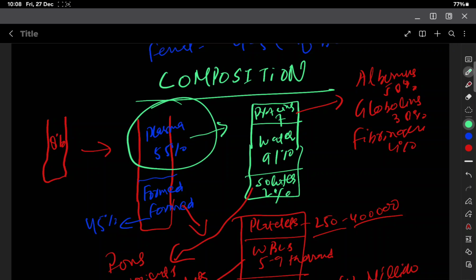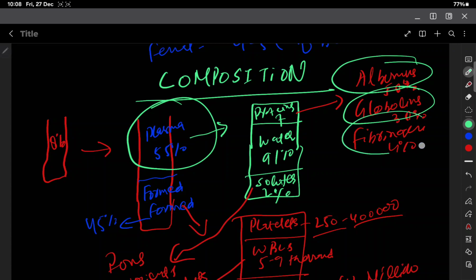Albumin is important in the regulation of water movement between tissues and blood. Then there is globulin, which supports the immune system and also helps in transportation. And then there is fibrinogen, which helps in blood coagulation.